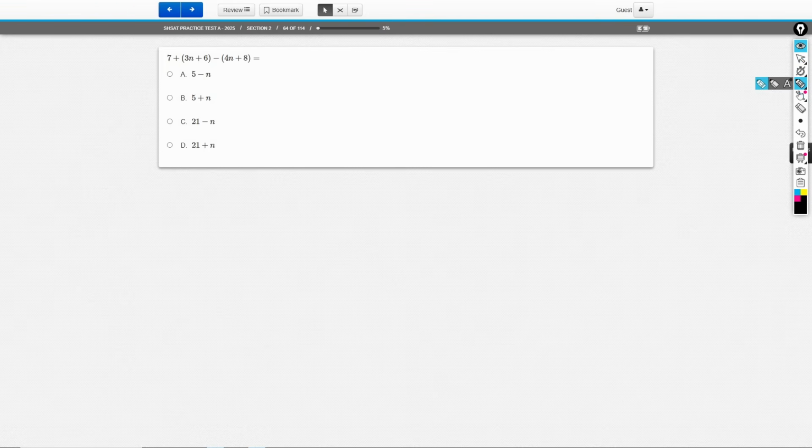Now, this question just wants us to simplify this really easy. So here we have 7 plus 3n plus 6 minus 4n plus 8. Now, in order to simplify this, I need to remove the parentheses. The only way that I can remove the parentheses is if there's nothing in front of it. And by nothing, I mean a plus symbol. Now, is there a plus symbol in front of this parentheses?